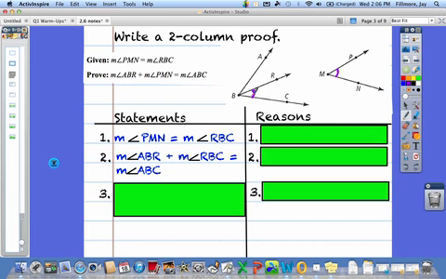So with our statements, we start off with the measure of angle PMN equals the measure of angle RBC. That was our given information. Therefore, our reason here is just going to be given.